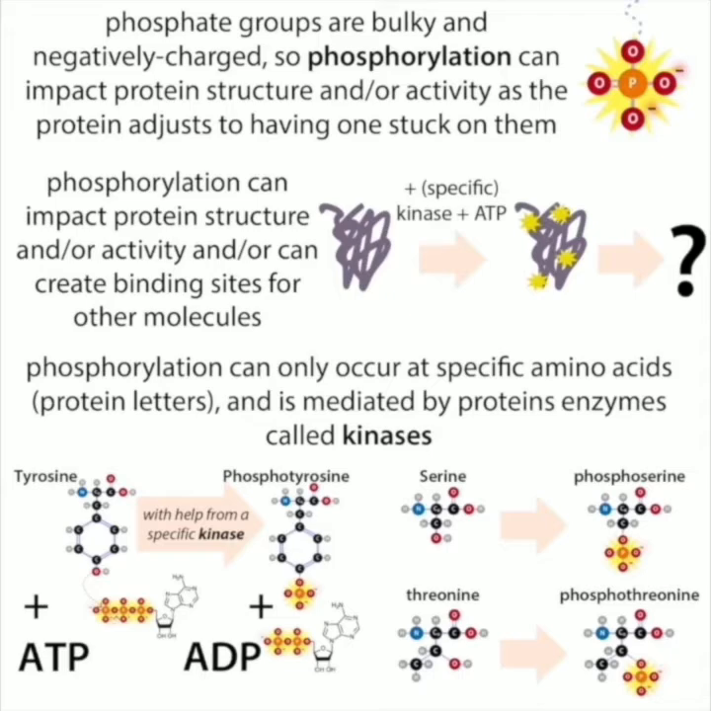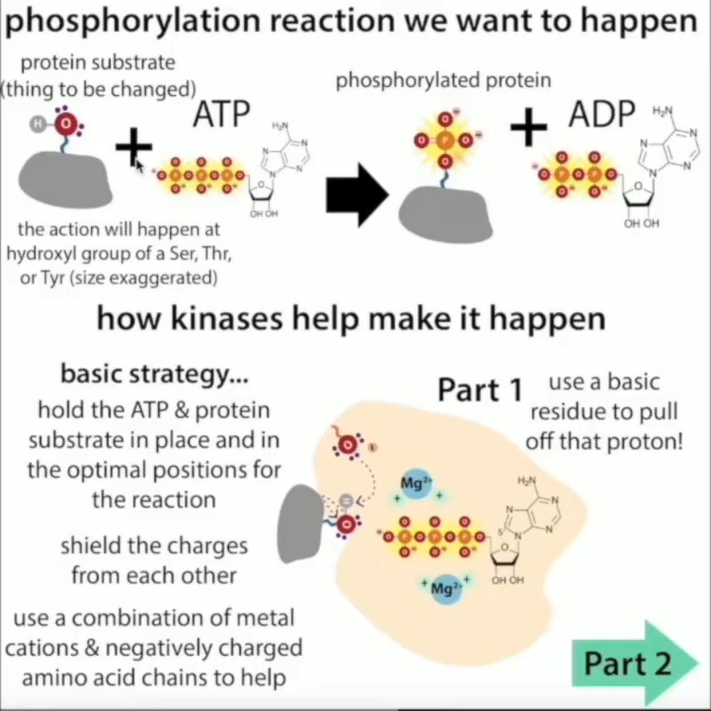Typically you have a kinase that can phosphorylate serine and threonine, and a kinase that can phosphorylate tyrosine. There are also kinases that can phosphorylate histidine sometimes, especially in bacteria. So we have our protein substrate, and it has a phosphorylatable amino acid on it. It has an OH group that can have a phosphate group added onto it.